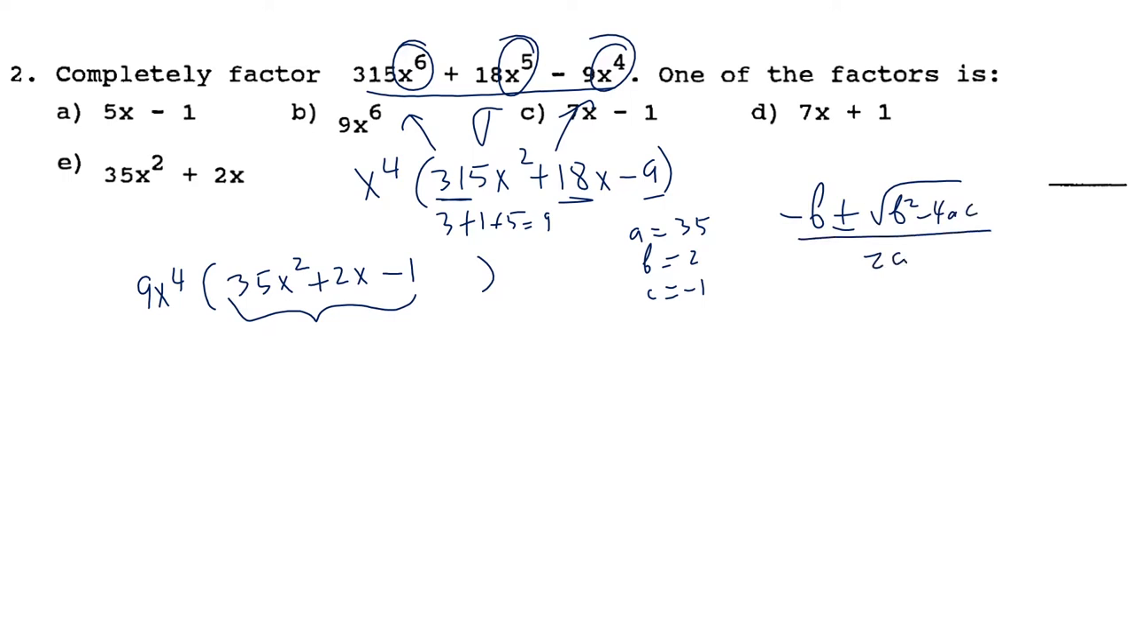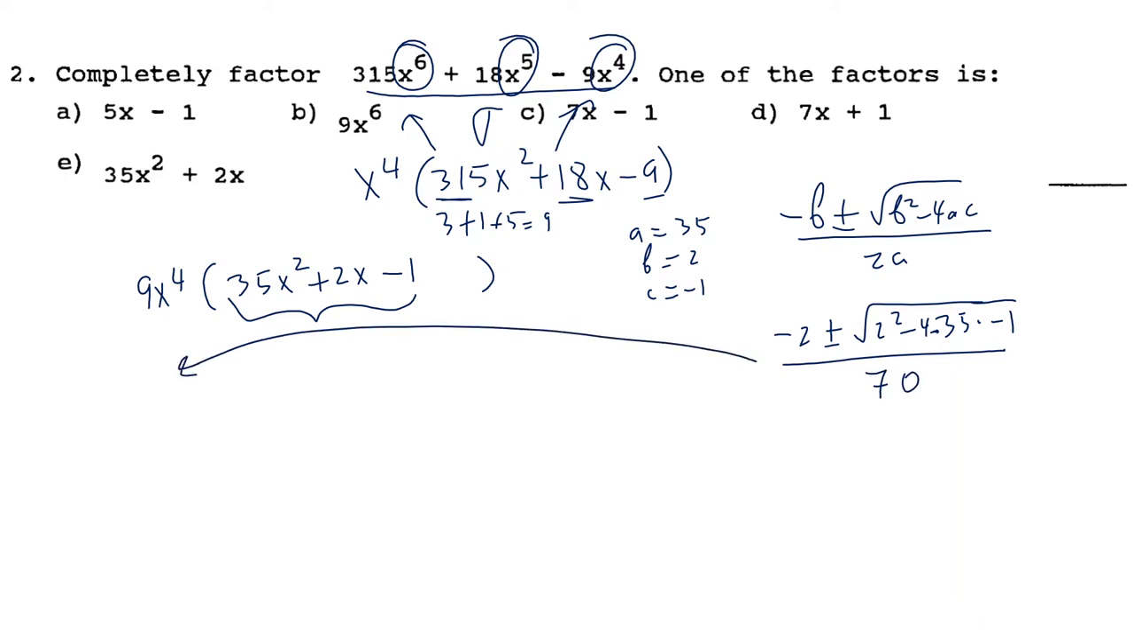So, minus b is minus 2 plus minus the square root of 2 squared minus 4 times 35 times minus 1, over 2a, so 70. So it's minus 2 plus minus. If you do the rough computation, it's going to be root 144 over 70. Now, root 144 is a perfect square, 12, so minus 2 plus minus 12 over 70.